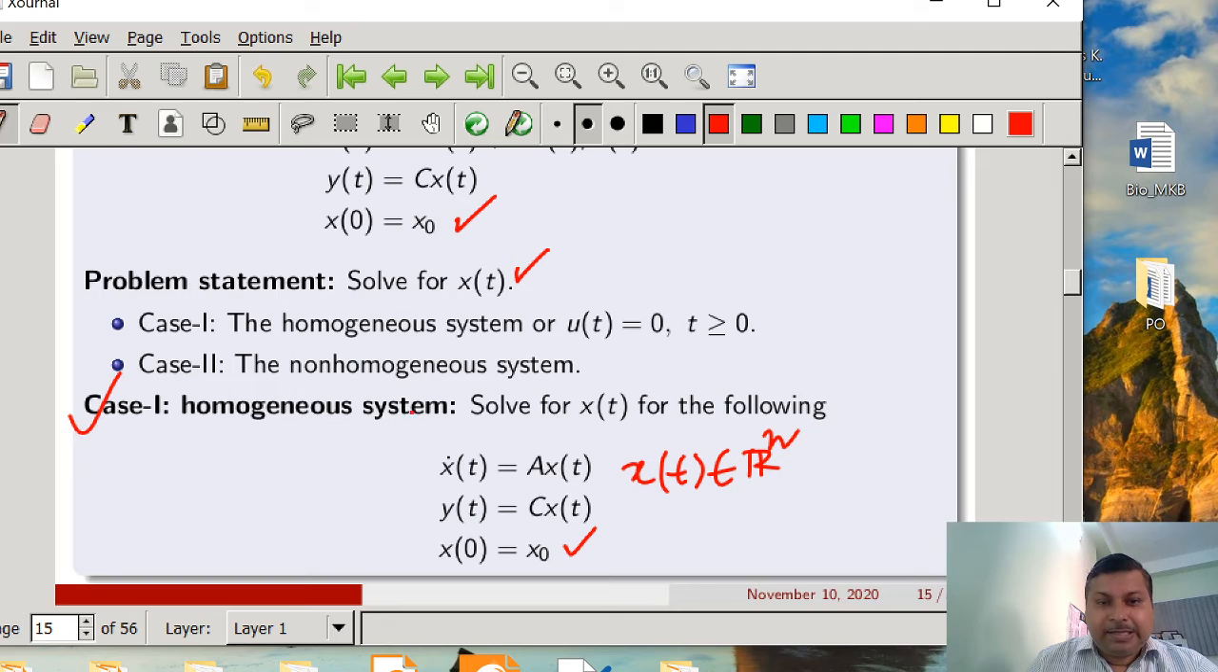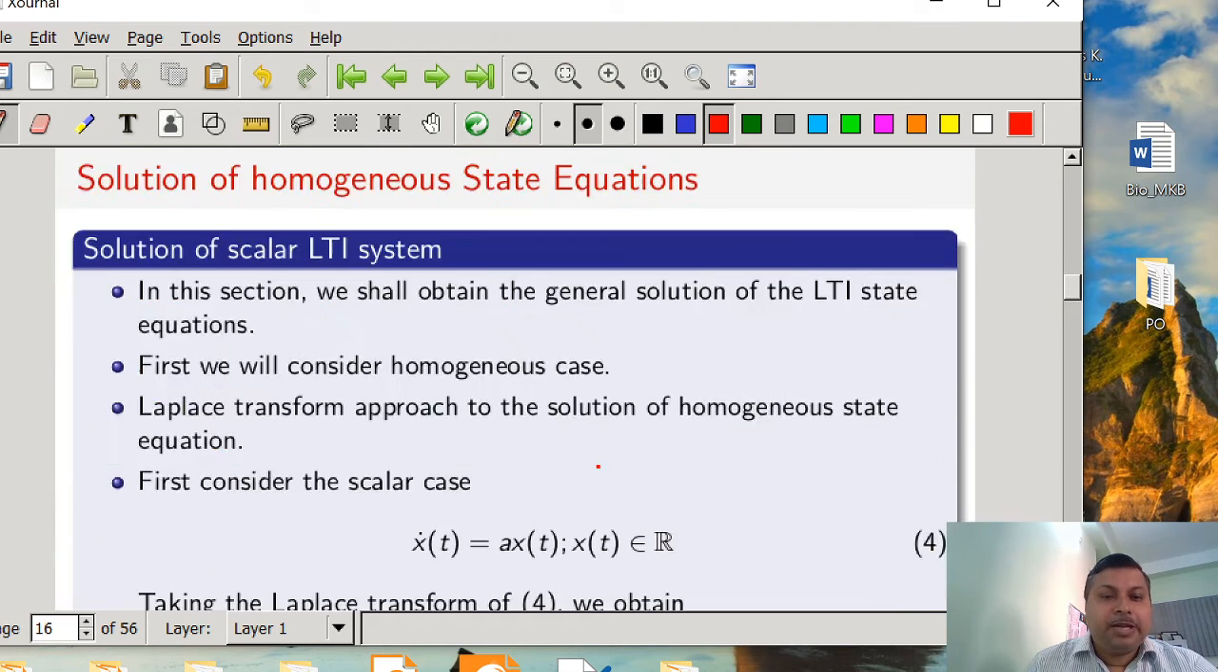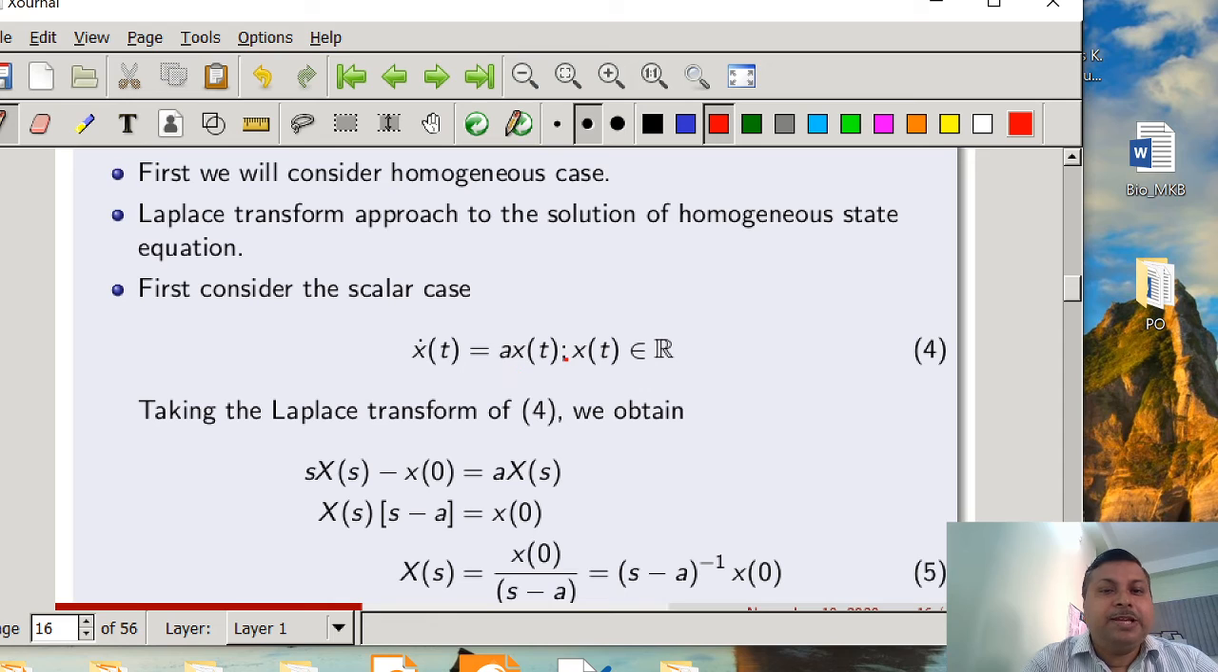Now to understand the solution of a homogeneous system, we will start with the scalar system, which will help us to solve for the vector case. So scalar case means first we will assume that only a single differential equation is given, that is x dot is equal to a into x(t), where x(t) belongs to R. So a also belongs to R.